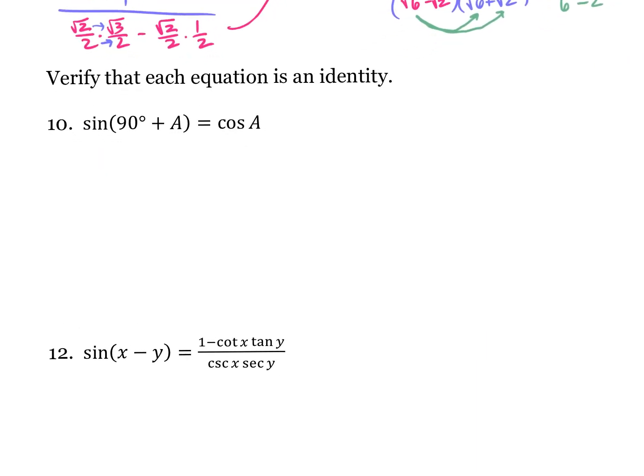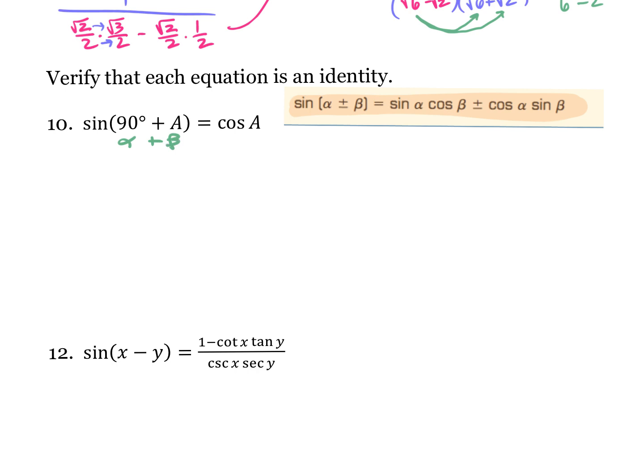Here we go. The sine. We've got alpha plus beta. Write this out for me, guys. What do we think? Sine of 90, cosine of A, plus or minus if I started with plus? Plus. Cosine of 90, sine of A.